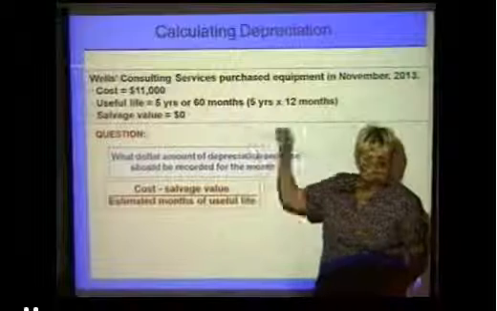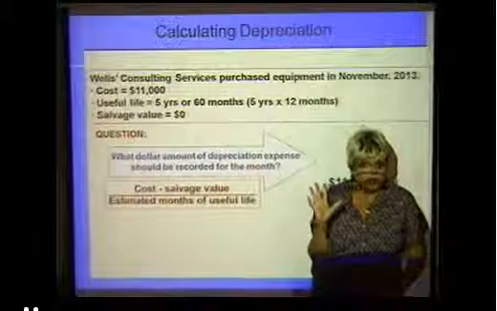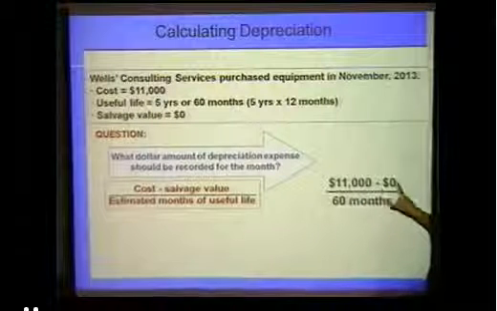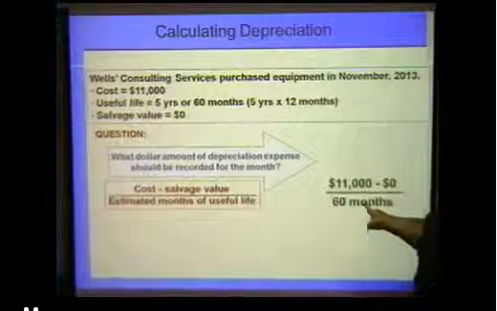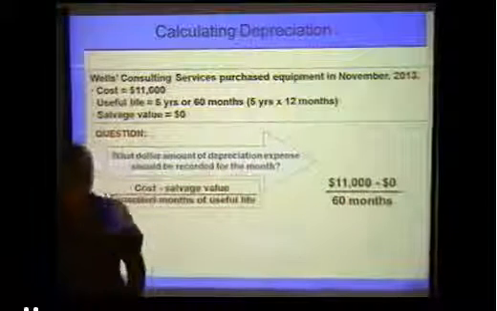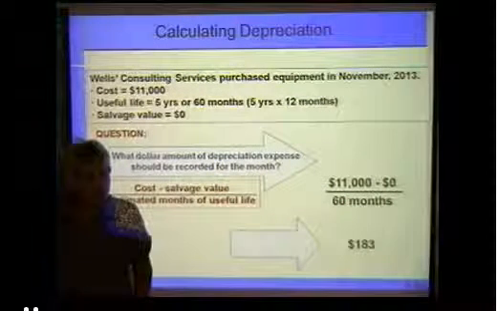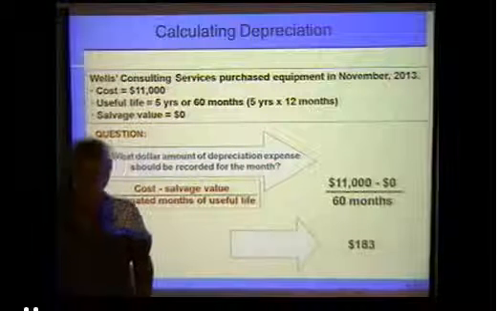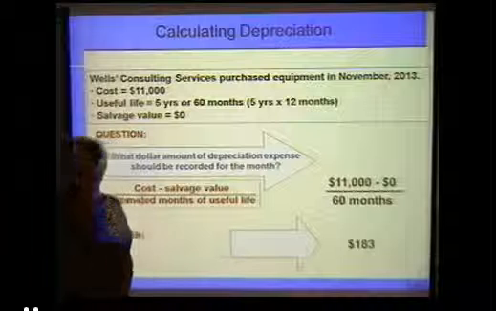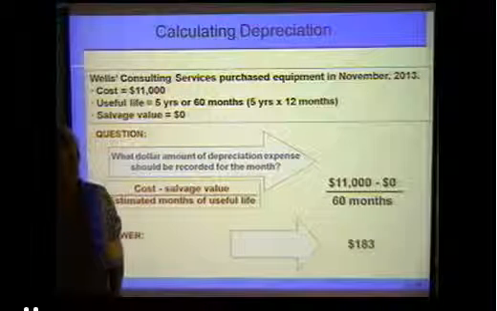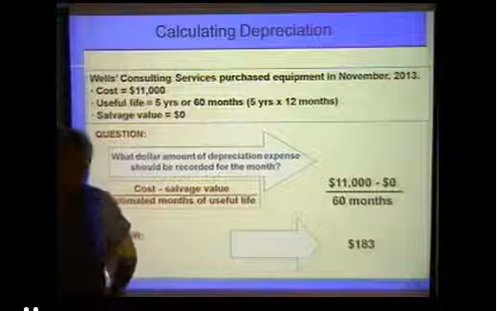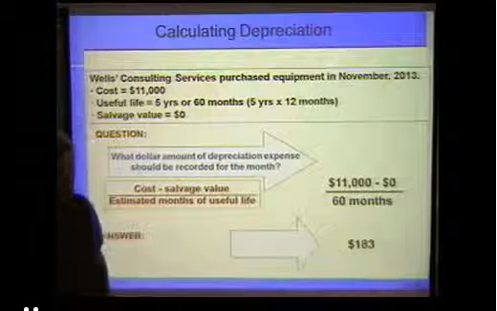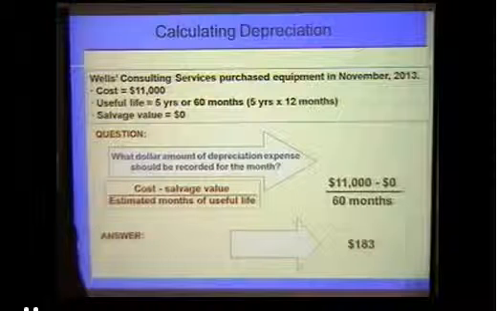And so we have our 11,000 minus 0, no salvage value, divided by the 60 months. And that gives us the amount we're going to use as an expense adjustment each month, $183. Every month we're going to show depreciation expense of $183. So you only have to calculate that once. One time. That's handy. As long as you know what it is, you never have to calculate it again. Exactly.